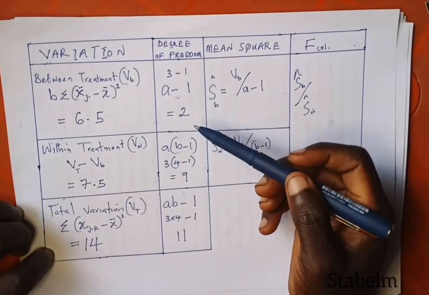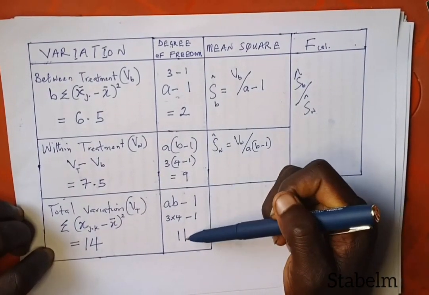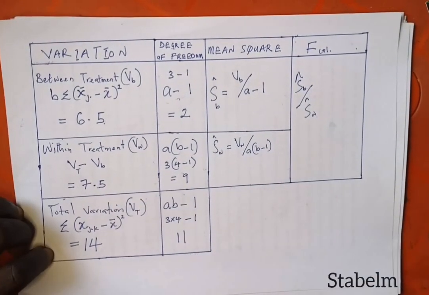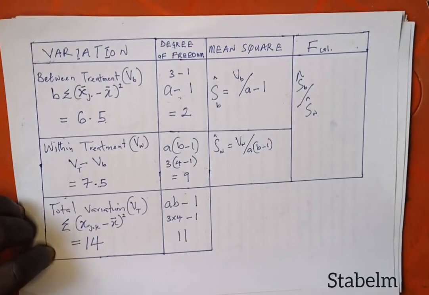So what do we do here? When you add 2 plus 9, you have 11. 6.5 plus 7.5 gives you 14. If you are not getting it that way, that means you are doing something wrong.